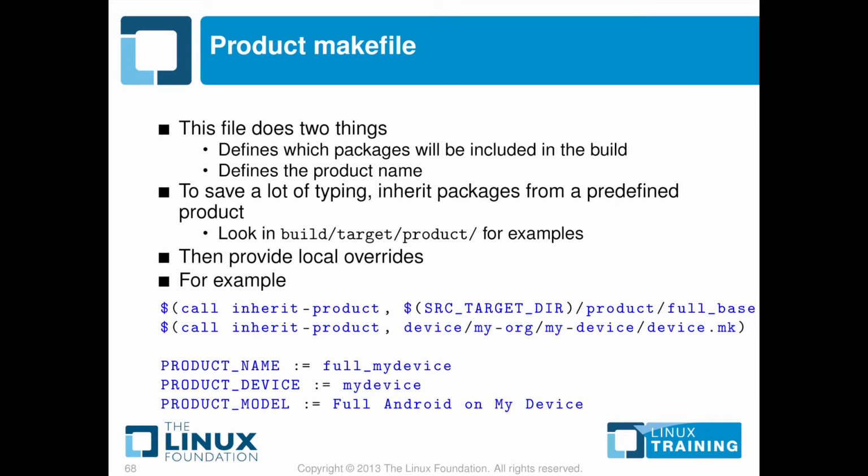The next file we need to look at is the product makefile. This does a couple of things. It defines the packages that are going to go into this product, and it defines some straightforward things like the name of the product. So in the example on the slide, we call inherit-product to bring in a predefined set of packages. In this case, we're bringing in full_base.mk, which is the full Android definition. And then underneath that, we're bringing in our own customized set of packages, which are in device.mk. And then finally, we finish off by defining the name of the product and the model name.